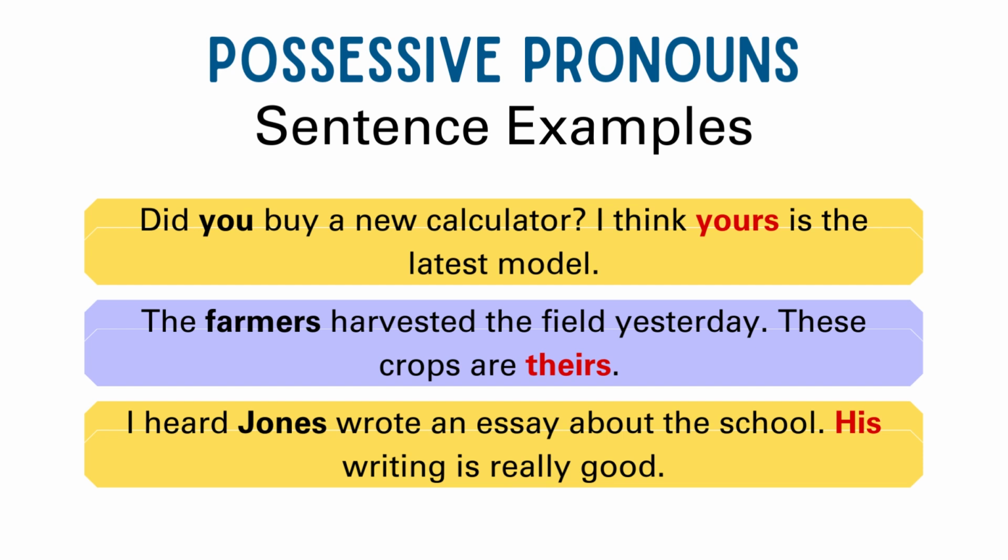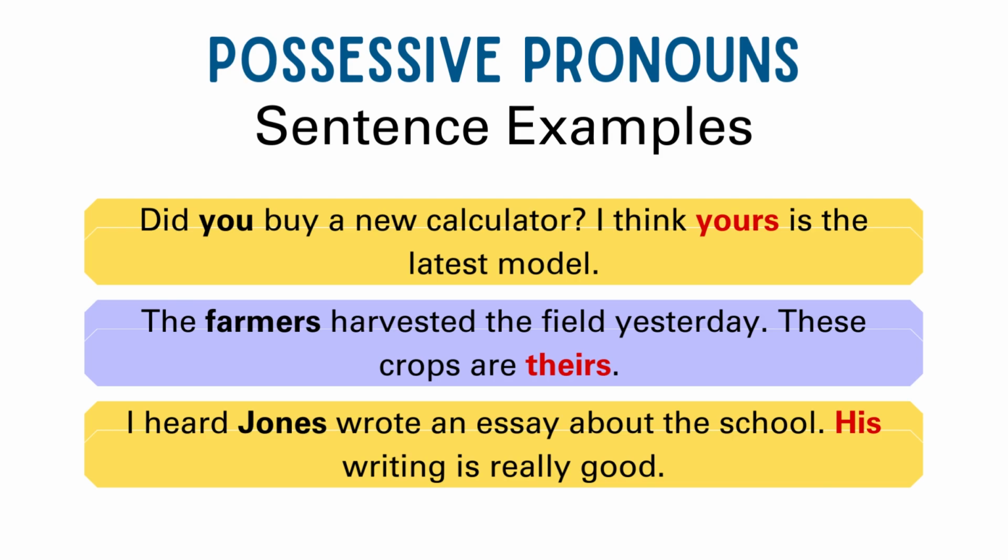Next, the farmers harvested the field yesterday. These crops are theirs. So whose crops are those again? Yes, the farmers, because they were the ones who made the harvest. And for the last one, whose writing are we pertaining to? Did you say Jones? Yes, that's correct.